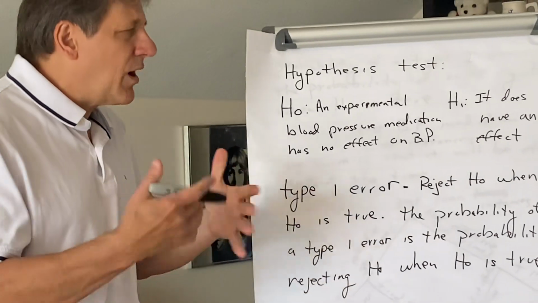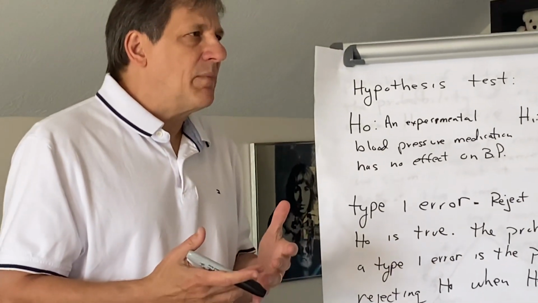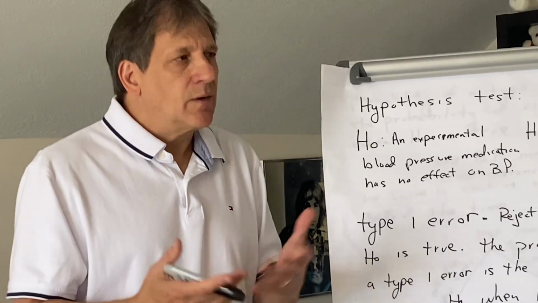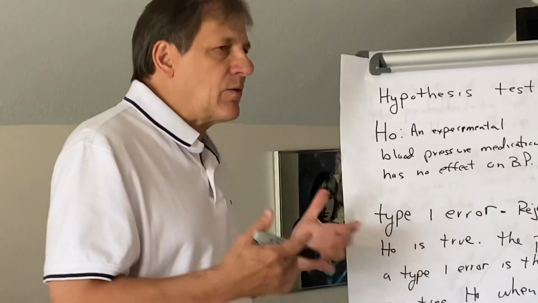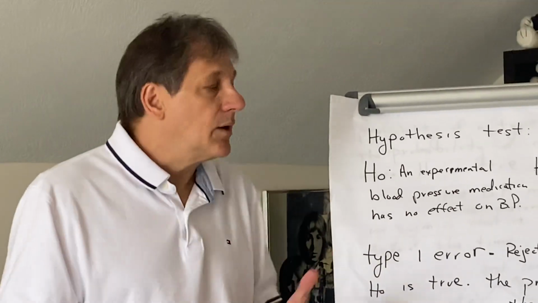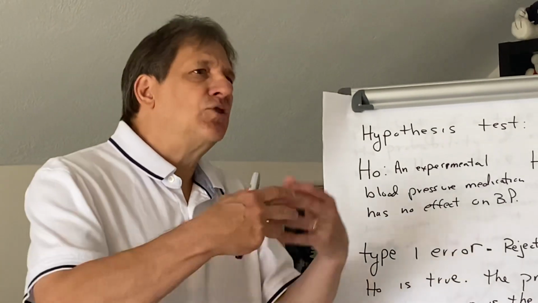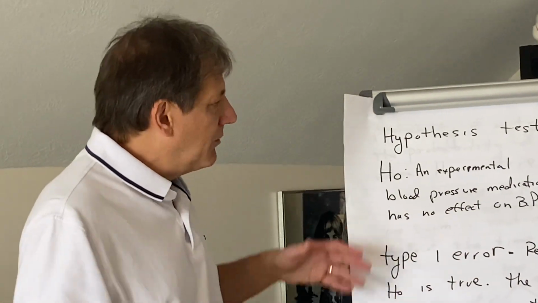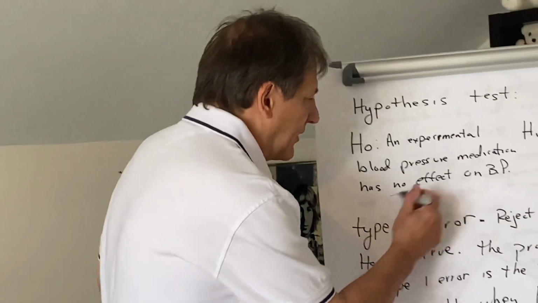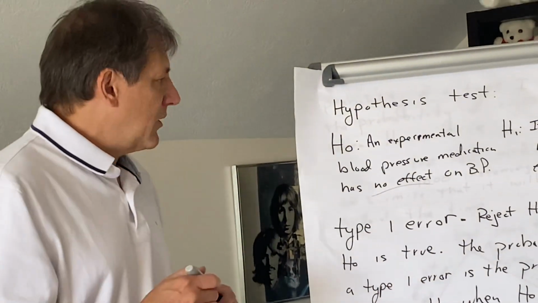And very often we make an analogy to a court trial. H sub 0 would be the accused is innocent. H sub 1 would be the accused is guilty. So innocence is usually no difference, or in this case, no effect, for H sub 0.